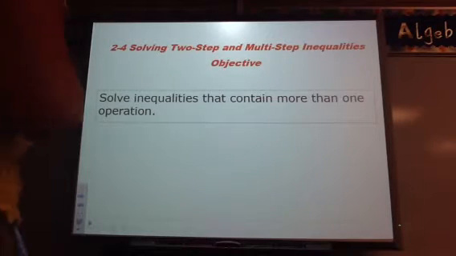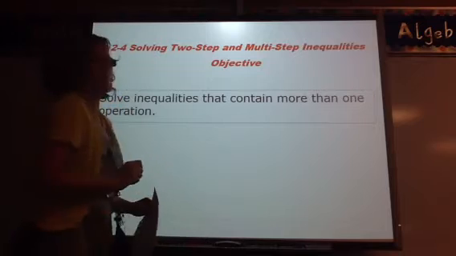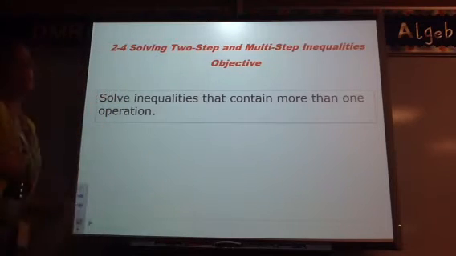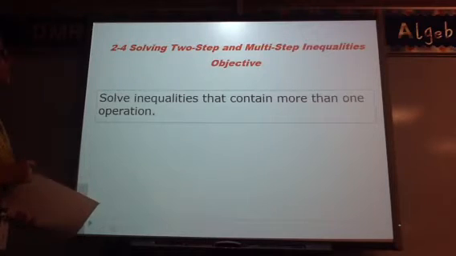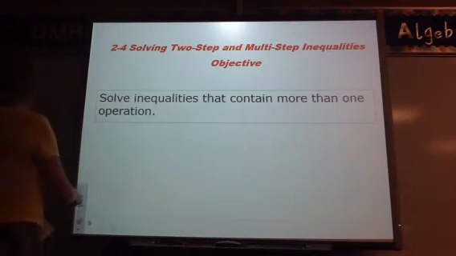Alright guys, today we're going to do 2-4, solving two-step and multi-step inequalities. The objective is to solve inequalities that contain more than one operation.